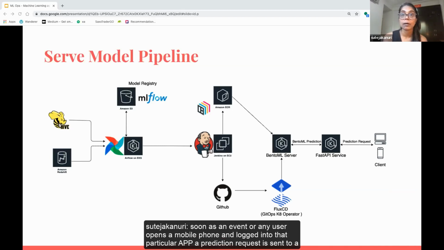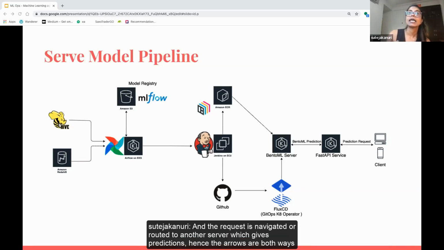As and when any user opens a mobile phone and logs into that particular app, a prediction request is sent to a FastAPI service, which I'll explain. The request is routed to another server, which gives predictions. Hence, the arrows are both ways, and the response is given back to the client. The request can be Netflix recommendations, Amazon recommendations, or any sort of data that is shown on the app.